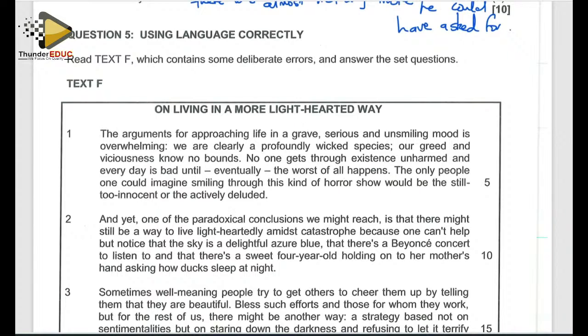Text F was entitled On Living in a More Light-Hearted Way. The arguments for approaching life in a grave, serious, and unsmiling mood is overwhelming. We are clearly a profoundly wicked species. Our greed and viciousness knows no bounds. No one gets through existence unharmed, and every day is bad until eventually the worst of all happens. The only people one could imagine smiling through this kind of horror sure will be the still too innocent or the actively deluded.